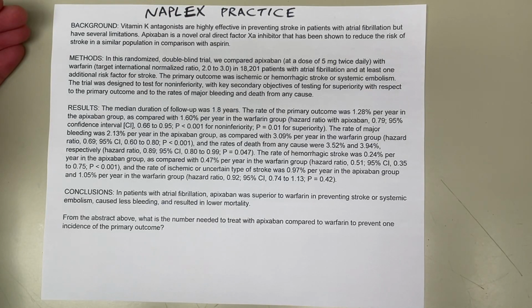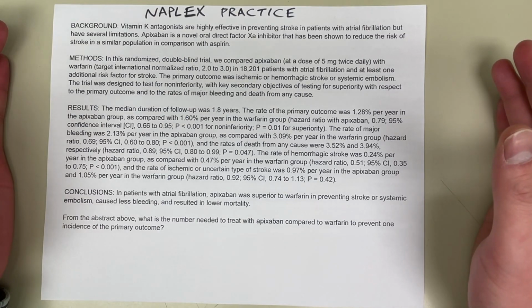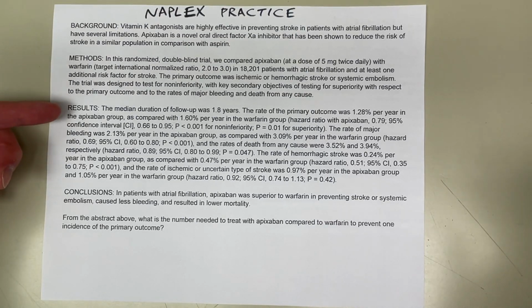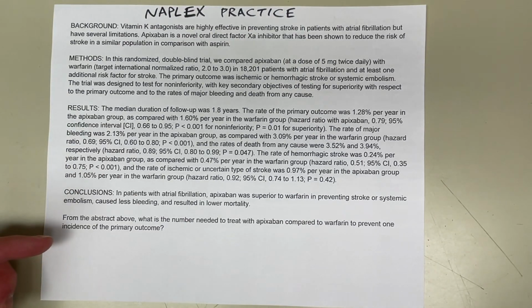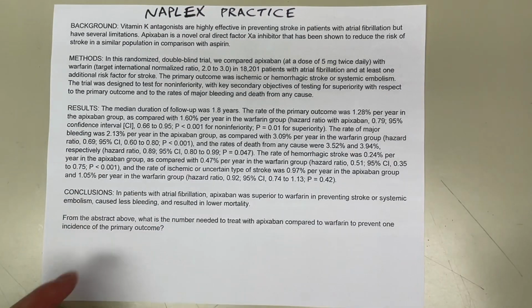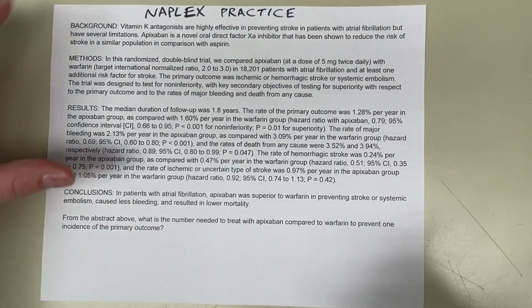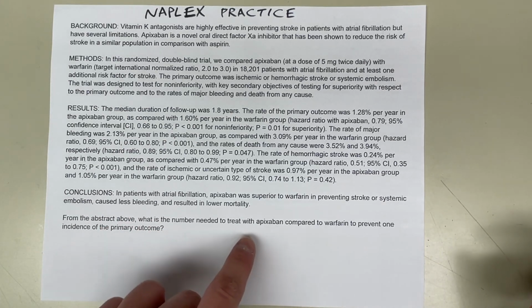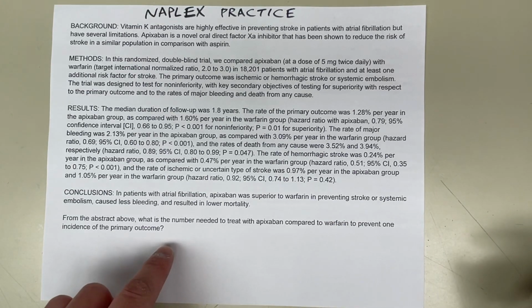Okay, this NAPLEX practice question is giving you an abstract of a study, and it's always standardized in this type of way. So the background, and then have methods, results, conclusion, and then there'll be a question on the side of the monitor. So the question, you should go straight to the question. Ignore everything right away. So the question asks, from the abstract above, what is the number needed to treat with Apixaban compared to warfarin to prevent one instance of the primary outcome?